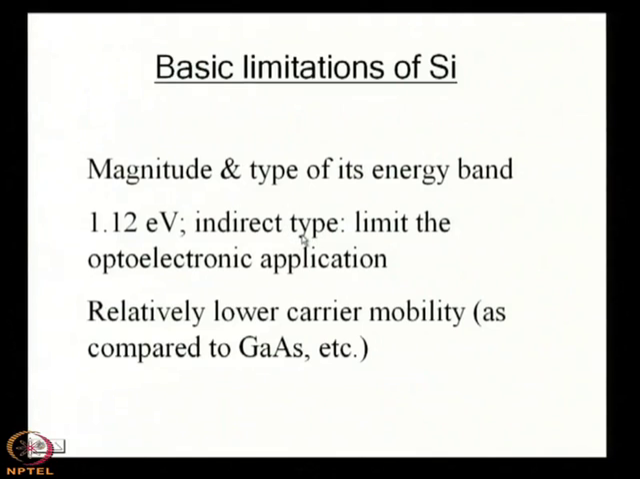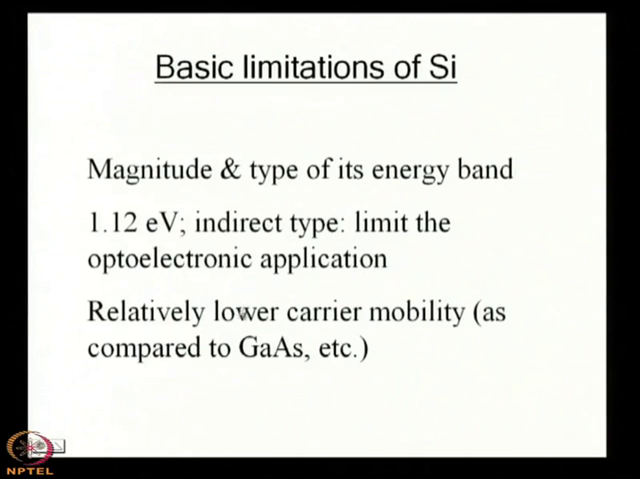We have discussed that the limitation of indirect type is that it cannot be used for optoelectronic sources because of the conservation of momentum. So, that is why it limits the optoelectronic application. That is, silicon is not used particularly for optoelectronic sources. You cannot make LED or laser from silicon.